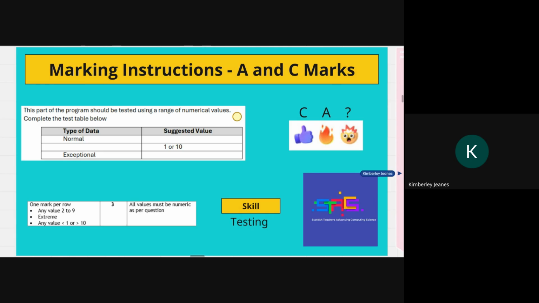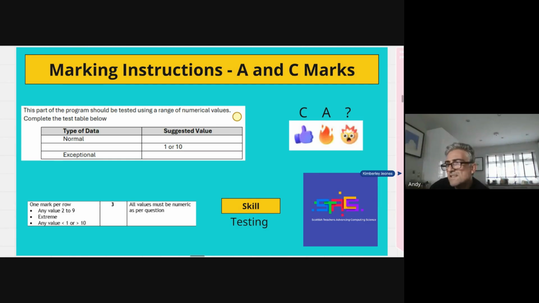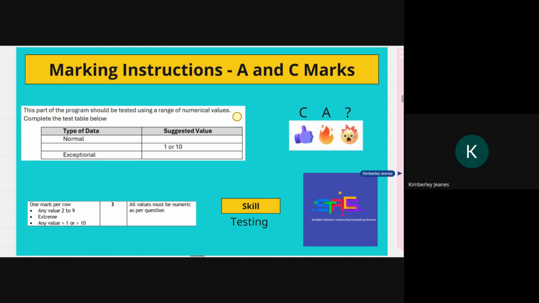Yeah, I'm thinking is it because there's additional guidance and it says that all values must be numeric, as in the question. Okay, so yeah, that's it. The additional guidance is always a giveaway. So it's a more difficult spot, but in the wording of the question, it clearly states that the program is tested with a range of numerical values.